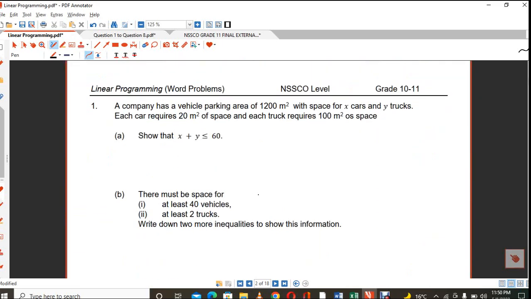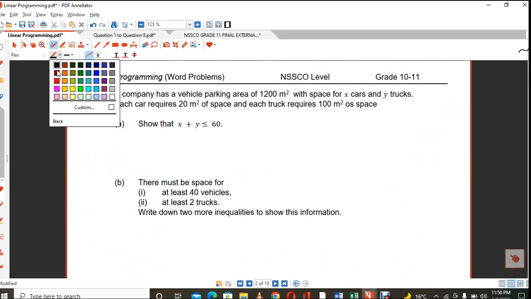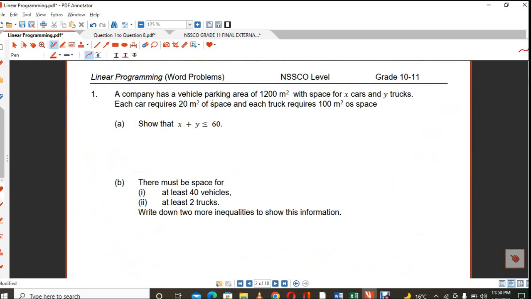And the very first question I have here, you can check in your textbook, says that a company has a vehicle parking area of 1,200 square meters with space, x for cars and y representing the trucks. Right, so all of these are vehicles. The 1,200, that is the total parking area that is there.